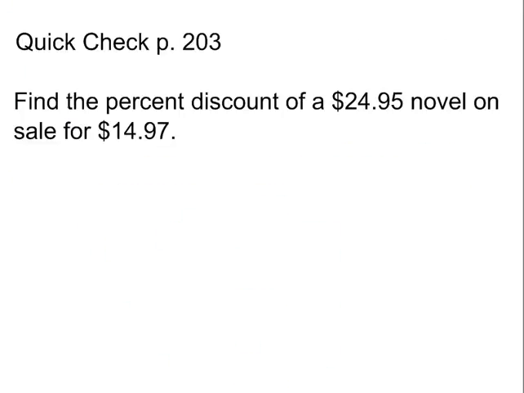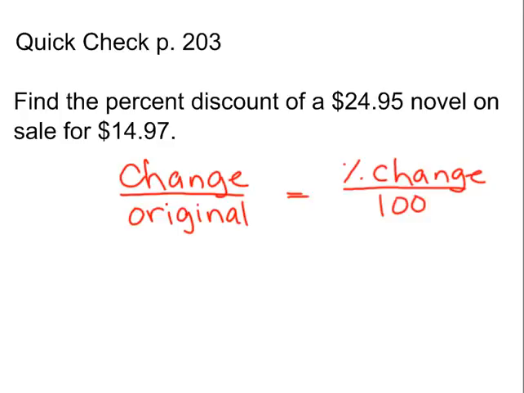Okay, let's do a problem together. Quick check page 203. Find the percent discount of a $24.95 novel that's on sale for $14.97. The first step should always be to write the formula. Okay, our formula is the amount of change over the original amount equals the percent change over 100. So let's fill in the blanks. First, we need to know the amount of the change. So it's $24.95 minus $14.97.